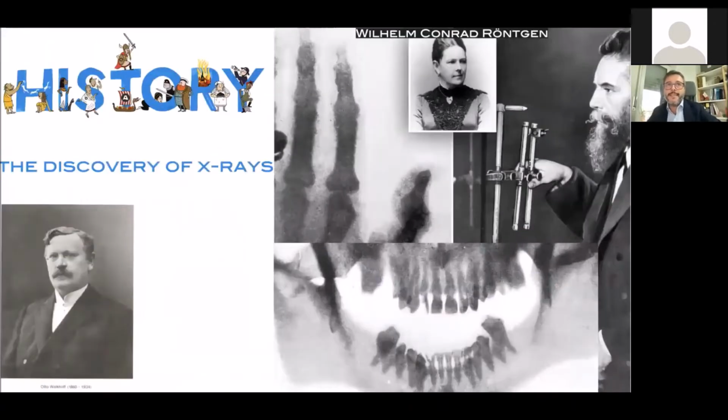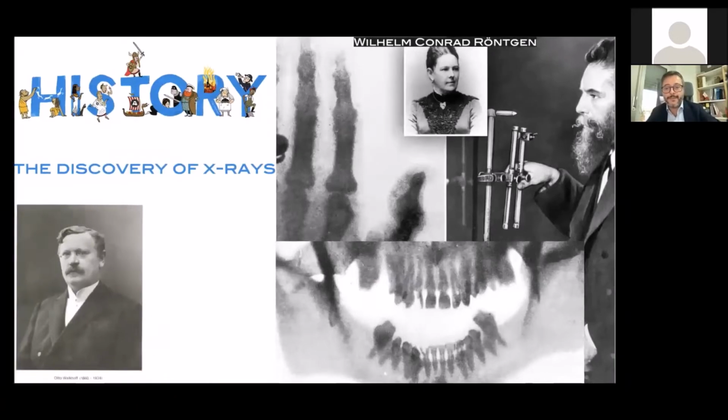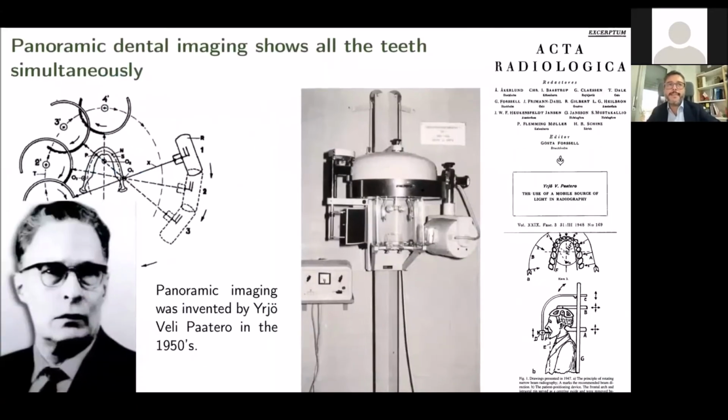The first dental X-ray followed by a few weeks the discovery of X-ray in 1895 and was carried out by Dr. Wolkoff on himself with an exposure time to radiation of 25 minutes. Extraoral techniques are essentially represented by panoramic dental radiography, introduced by Paatero in 1950.